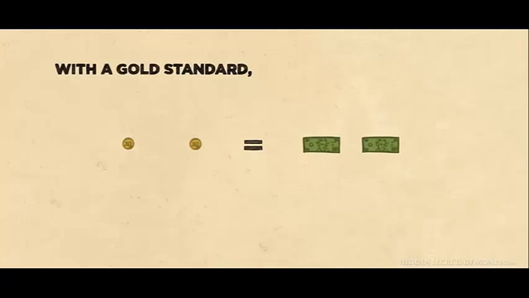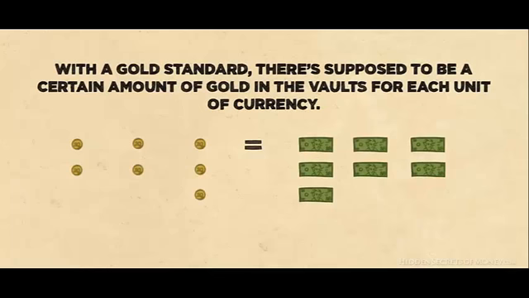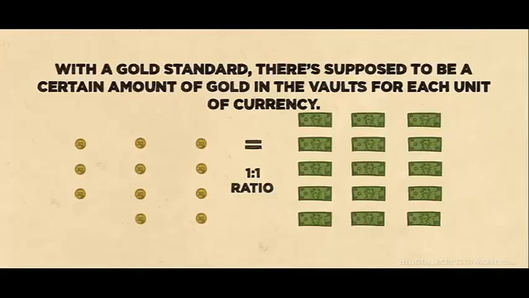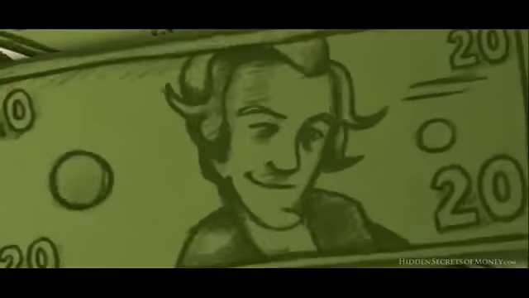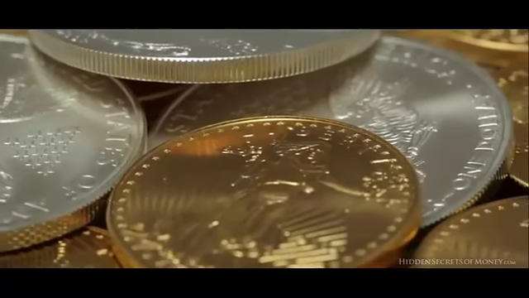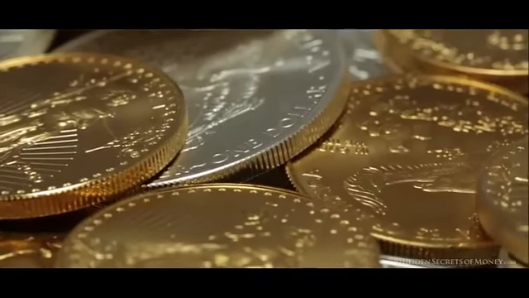With a gold standard, there's supposed to be a certain amount of gold in the vaults for each unit of currency. In other words, it's a 1-to-1 ratio is the way it started. And then they print more receipts than gold that exists. So if we have gold standards, we're going to get scammed again. But if we used gold and silver, if the public gets educated enough before all of this happens, if we went back to gold and silver, then governments can't scam us. It limits their ability to transfer wealth from the population to the government and to the banks.